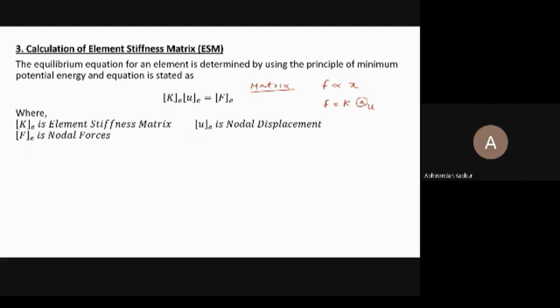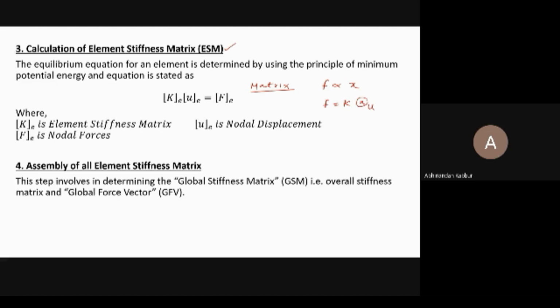So my F is equal to K into U, where Ke is the element stiffness matrix, because I am doing it for the element. For each element, I have an element stiffness matrix. Ue is the nodal displacement in the element. Fe is the nodal forces, the forces applied on that particular node. So this is the third step, where we have to calculate the element stiffness matrix, in short ESM. Then coming to the fourth step, this is what we call the GSM, and the GFV for force.